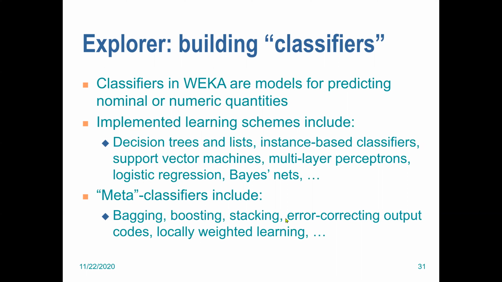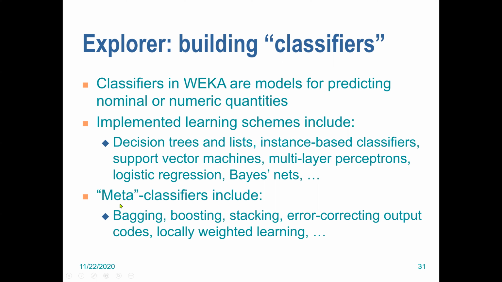Again, we are going to use the classifiers, and also we have regression. Regression means we are dealing with quantitative data, so we are trying to predict quantitative values such as interval and ratio values. The implemented learning schemes for classifiers include decision trees and lists. We also have instance-based classifiers. We have support vector machine and multi-layer perceptron. This is the neural network, one of the famous algorithms even for deep learning with many layers. Then logistic regression for predicting quantitative data. Then we have Bayes net, which is based on probability concepts. So these are the classification algorithms we can use.